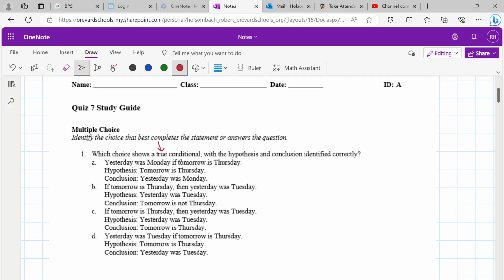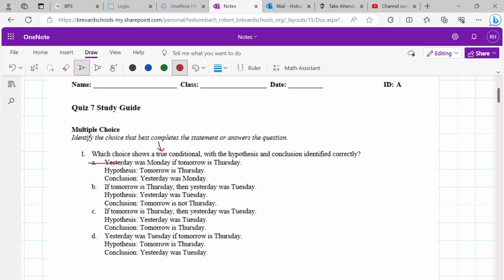So let's start by reading the conditionals. Yesterday was Monday if tomorrow is Thursday. Is that true? Yesterday was Monday if tomorrow is Tuesday. That's not true. So we're not going to use answer choice A. We're not going to read any of the rest of it.